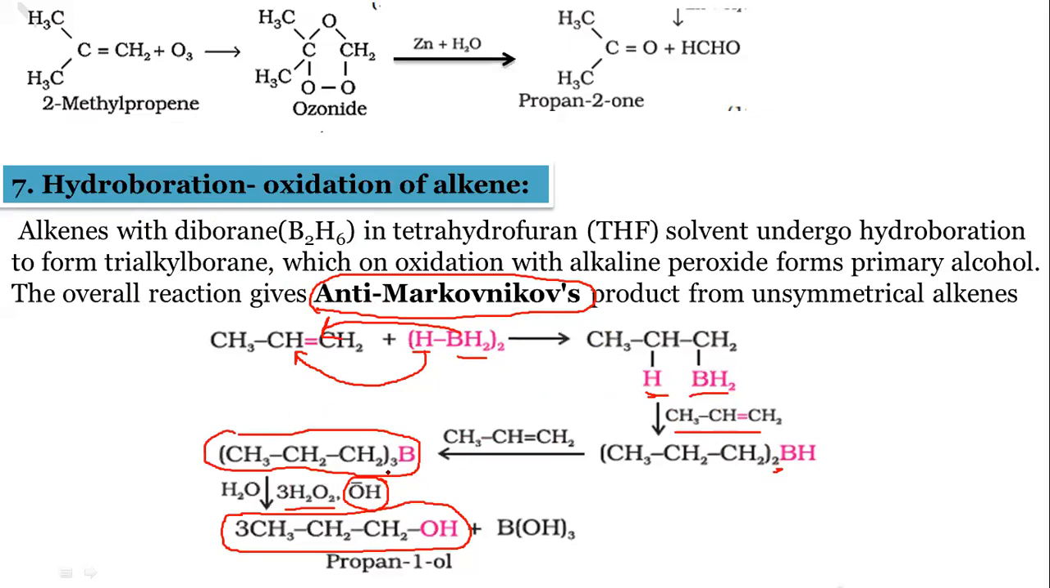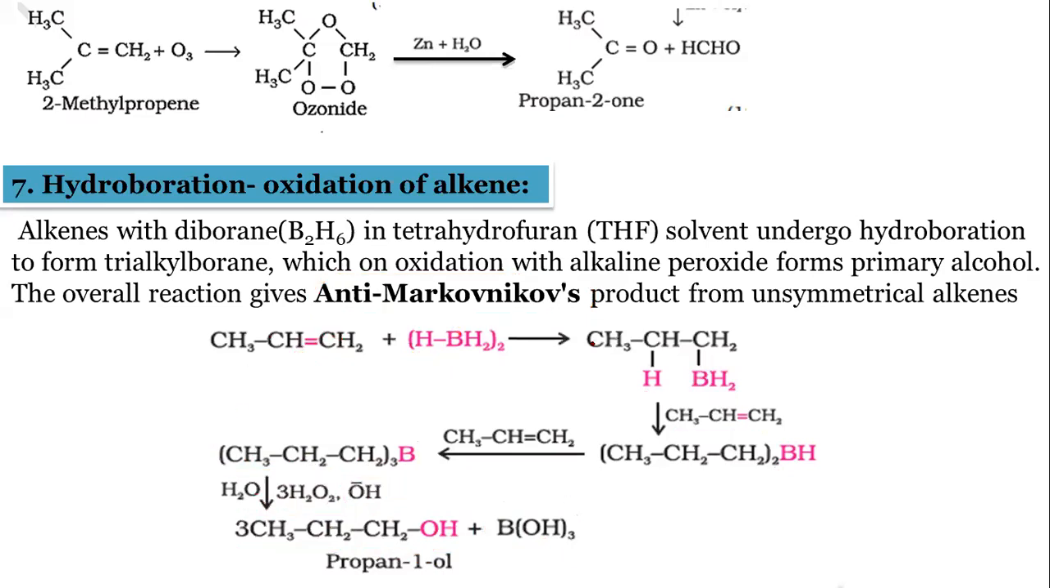So what is the name of this compound? Trialkyl borane. Now this trialkyl borane undergoes oxidation. So this is the oxidizing agent H2O2 in presence of alkali, and we get here OH, and a byproduct is formed. So this is one of the methods of preparation of alcohol. In 12th standard also this method is given in the chapter alcohols.